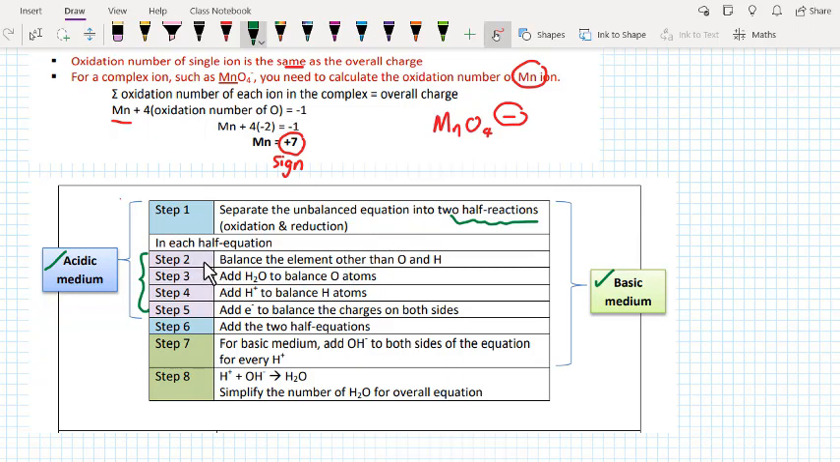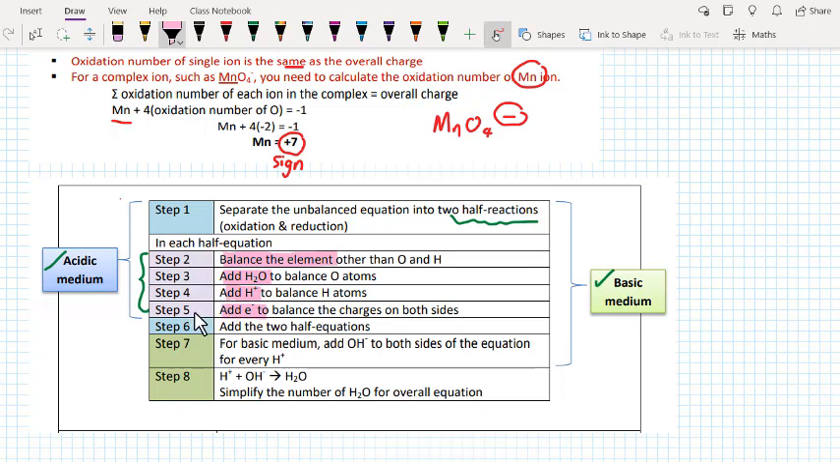So for step 2, balance the elements other than oxygen and hydrogen. Step 3, add H2O to balance oxygen atoms. So let's say you have 2 oxygen atoms, you need to add 2 moles of H2O. Step 4, add H+ to balance hydrogen atoms. So for example, if you have 8 hydrogen atoms, then you need to add 8 H+. Step 5, add electrons to balance the charge on both sides, so that the overall charge on the left and on the right are equal.